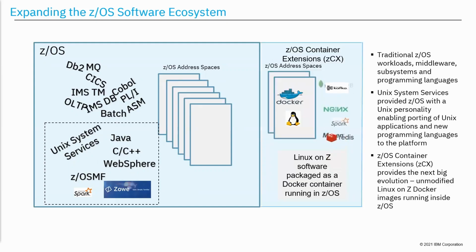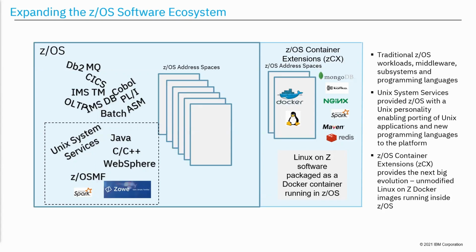So what we're talking about here with zCX is another whole set of applications that can now run directly on z/OS. These are Linux on Z software, where the binaries can already run on a Linux on Z partition, or Linux on Z on top of KVM, or Linux on Z on top of VM. Those applications, packaged as Docker containers, can run directly side by side with your traditional z/OS applications or your UNIX System Services applications.